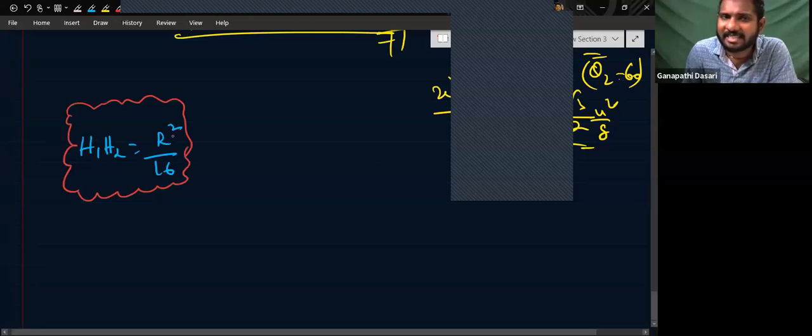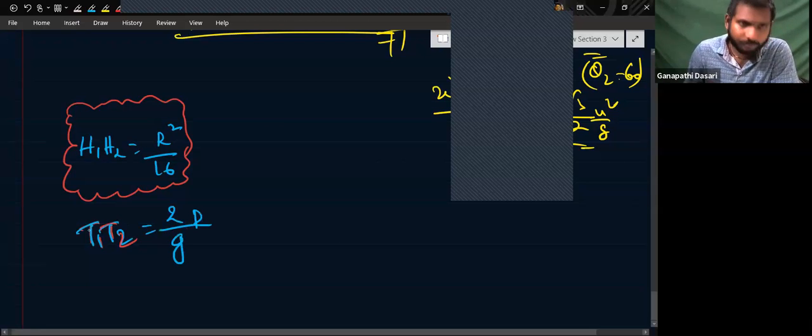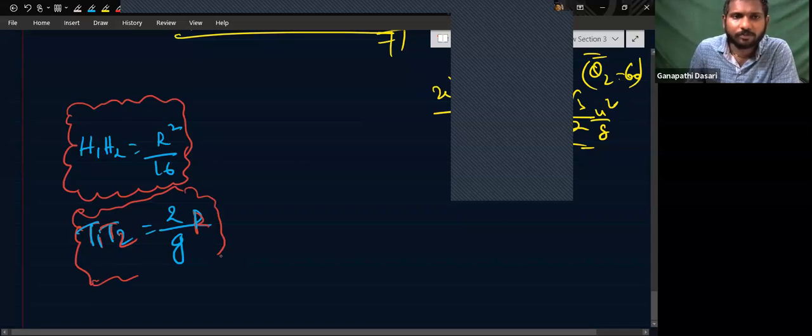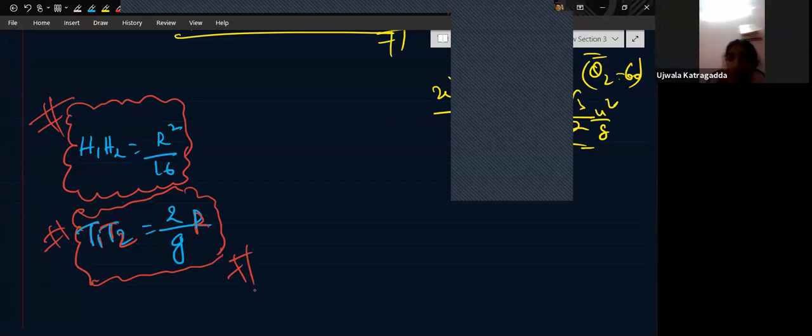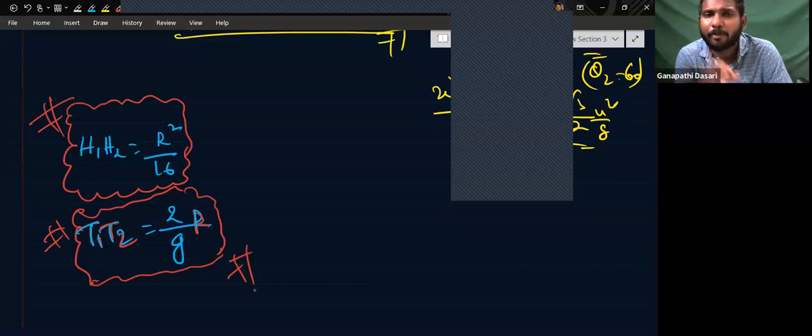Range will be the same for both the cases, isn't it? Yes, sir. And then T1 and T2. T1 times T2 is equal to 2 by g of R. This is another result. R is the same for both of them. Both the results, questions are asking. Because for both the angles, the relation is theta 1 plus theta 2 is equal to 90. Using that point, if you multiply both the maximum heights, you will get R square by 16. If you multiply both the times of flight, you will get 2 by g of R.